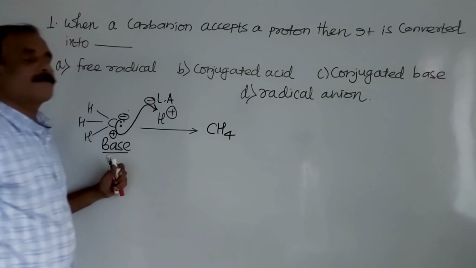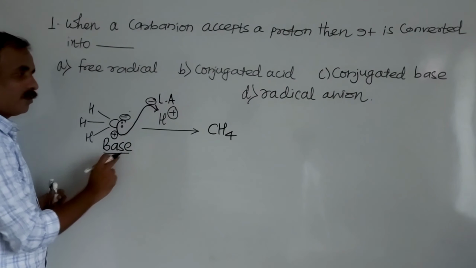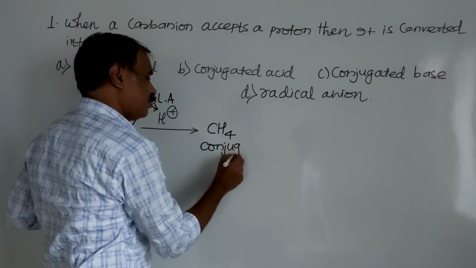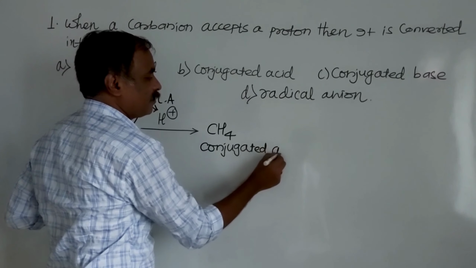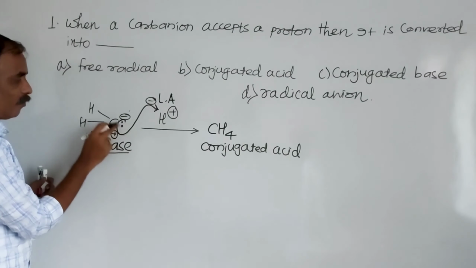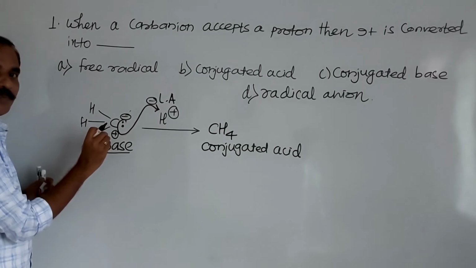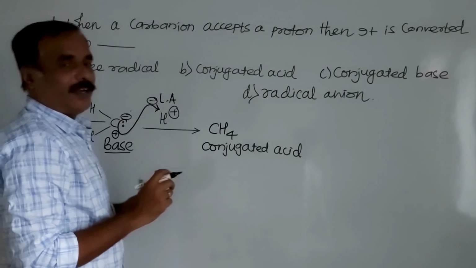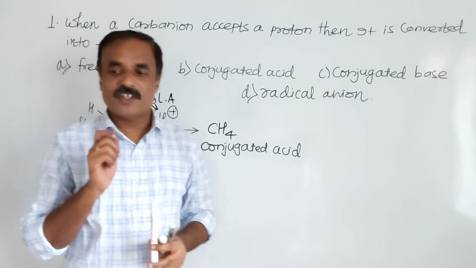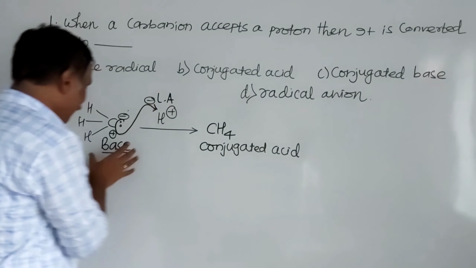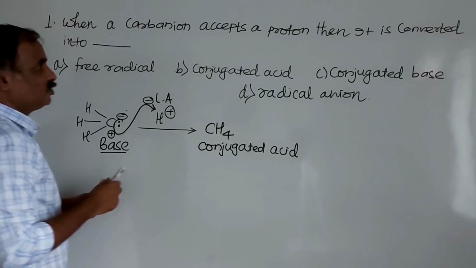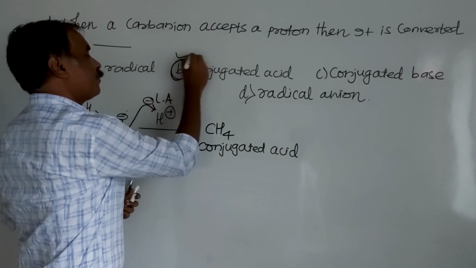And here we form CH4. This carbanion is a base, so this methane will be the conjugate acid of it, because carbon has a pair of electrons and can donate them. This is an electron pair donor species, so it is a Lewis base. What is the definition of a Lewis acid? An electron pair acceptor species is a Lewis acid, and an electron pair donor species is a Lewis base. So here it is a base, and definitely methane will be its conjugate acid. The answer is conjugate acid. This is the correct answer, isn't it?